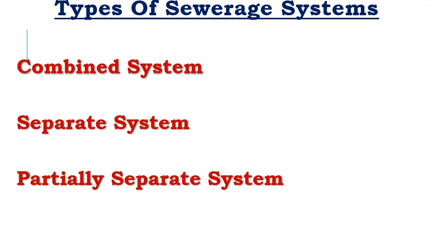Okay, now what does storm water mean? Storm water means rainwater. That water does not contain much contamination or organic matter. This water is directly disposed into the open drainage and goes directly to the stream. This is called a partially separate system.